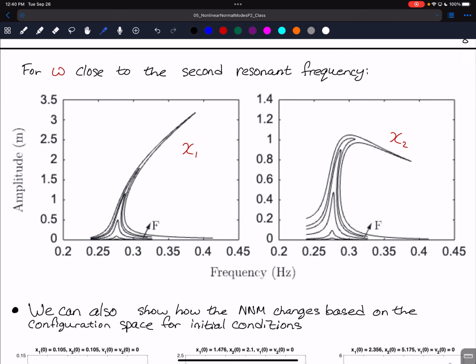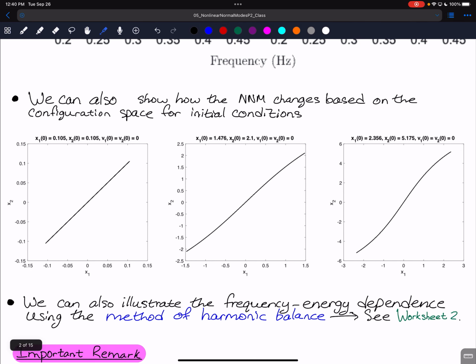All right. So you can also show this for different initial conditions, that the NNMs will change in the configuration space as you change the initial conditions. I did not include the MATLAB code for this, but I can provide this somewhere, probably as a separate file. So here on the left, we are starting with the two masses having the same initial displacements. And in this case, the NNM is just a straight line, so we could probably conclude that this is a linear normal mode response in this kind of case, or nearly linear.